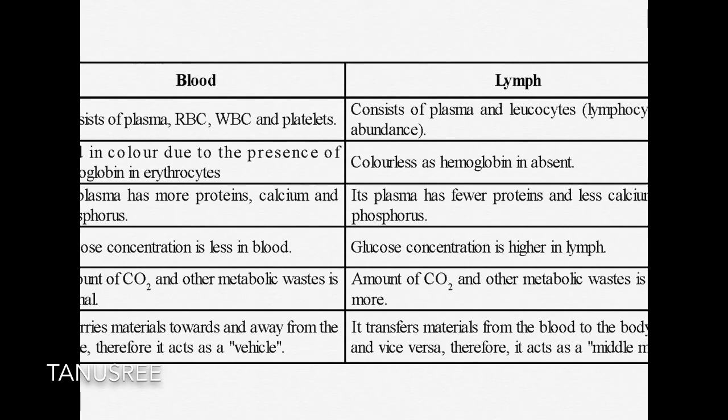The blood is made up of plasma, the corpuscles, and the platelets. The lymph, on the other hand, is consisting of plasma and leukocytes. Under the leukocytes, the lymphocytes are in abundance.